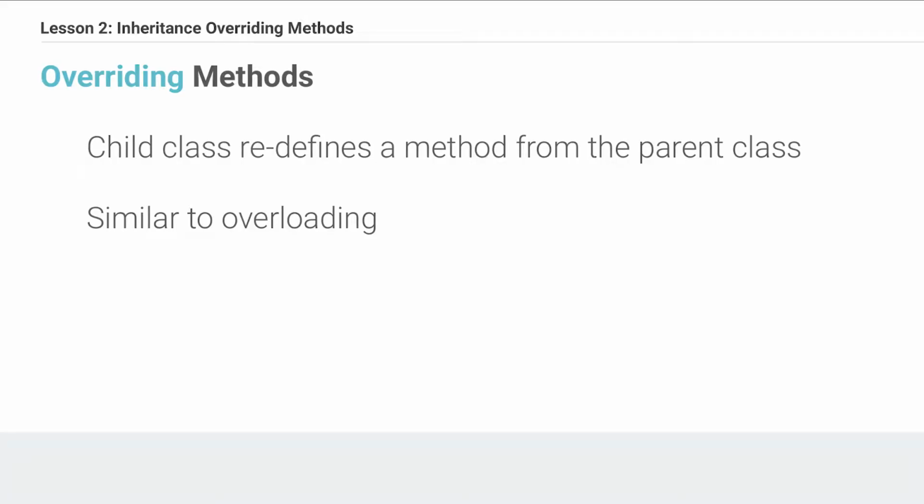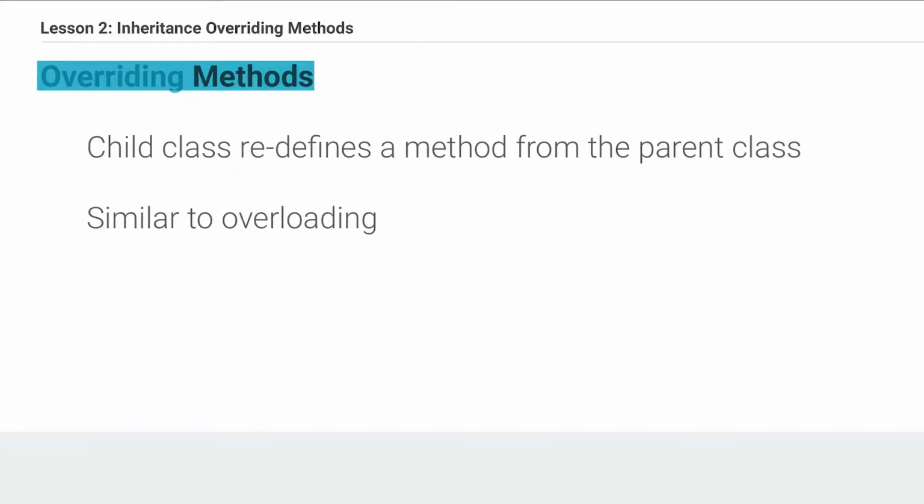So last lesson we looked at inheritance and talked about the advantage of setting up a parent and a child relationship between two classes. Today we're going to look more specifically at creating methods in the child class. This is called overriding methods. So today we're going to look at a technique called overriding methods.